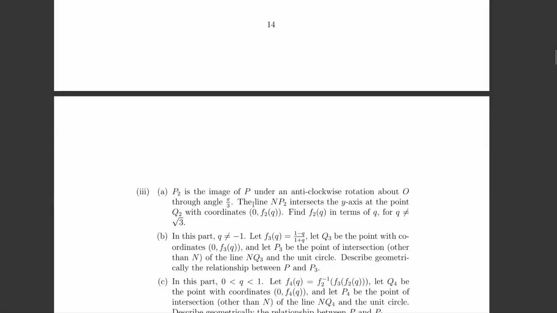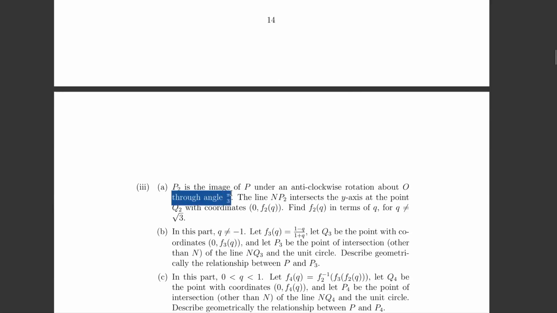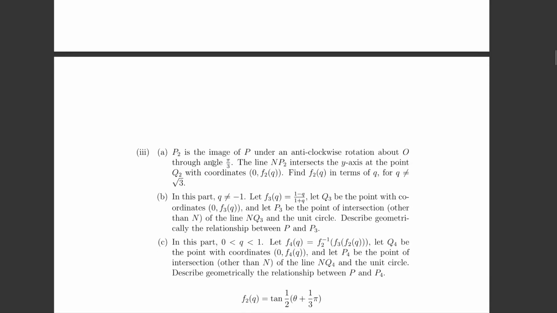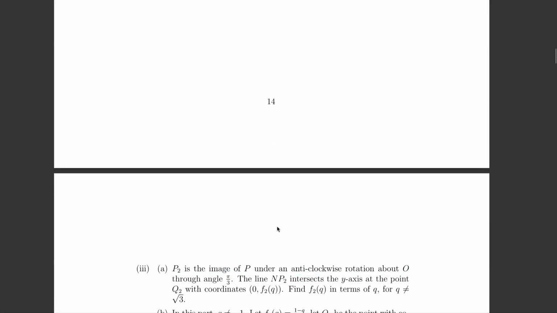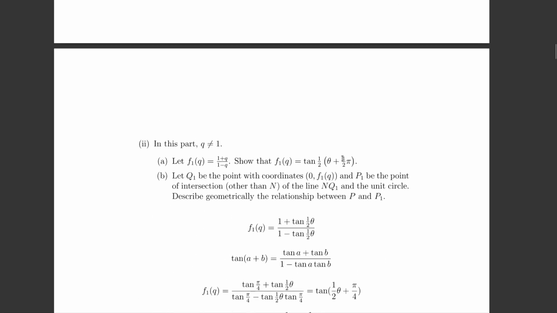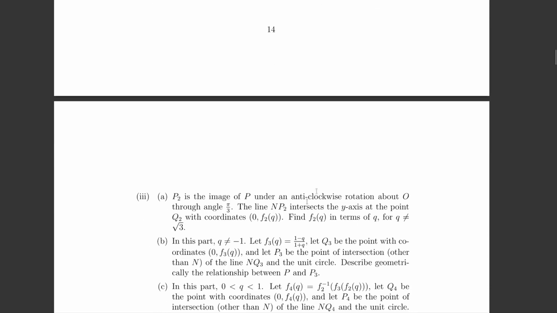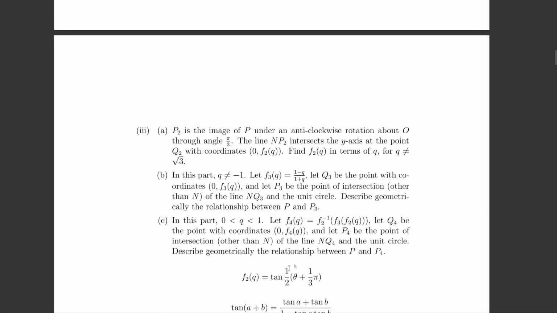In this part, we are given the transformation, or rotation in this case, and we want to find the value of Q, right? Well, in this part, the rotation was pi over 2 radians, and this one is pi over 3, so we literally just substitute pi over 3 instead of pi over 2. So f2 of Q should equal something like this.